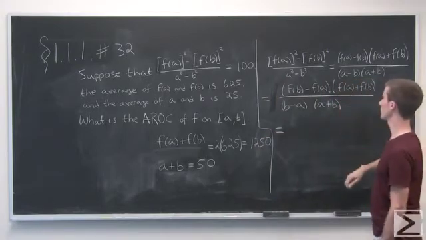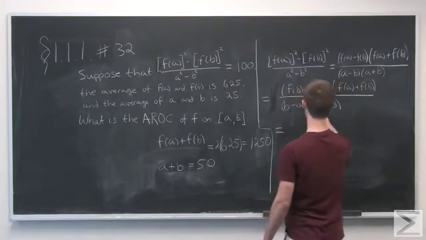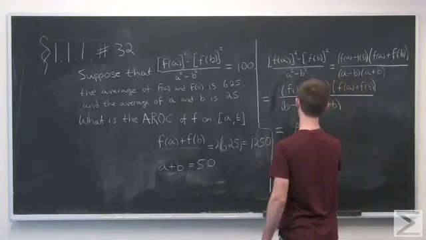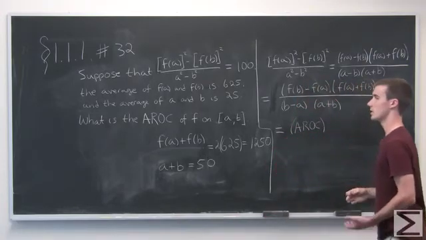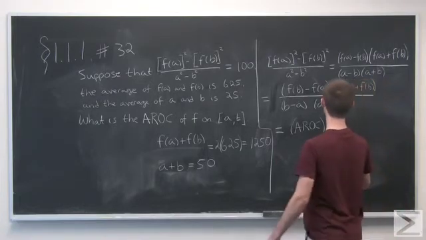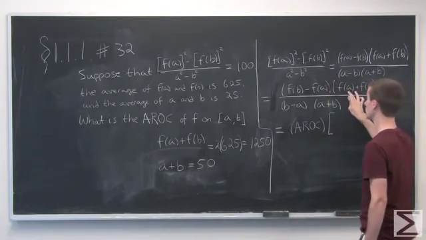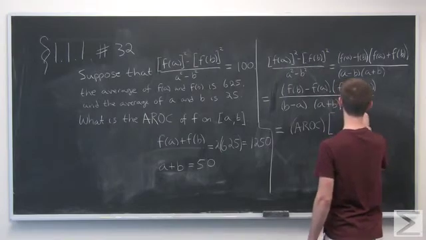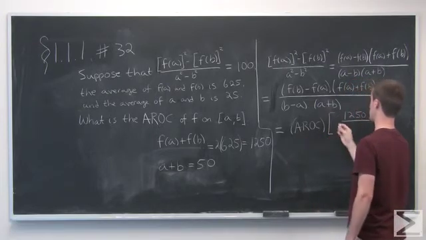Now let's go ahead and simplify this big mess right here. So we have the average rate of change. Rather than write f(b) minus f(a) over b minus a, I'm just going to write average rate of change, meaning the average rate of change of f on the interval from a to b. And this is going to be multiplied by 1250 over a plus b, which is 50.